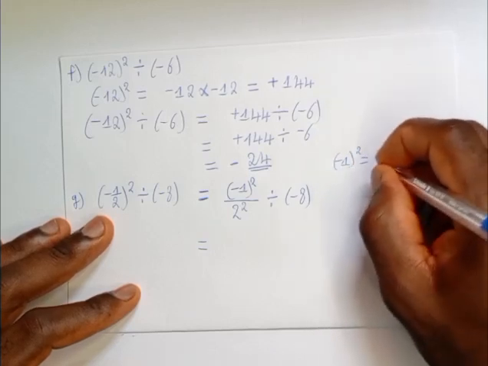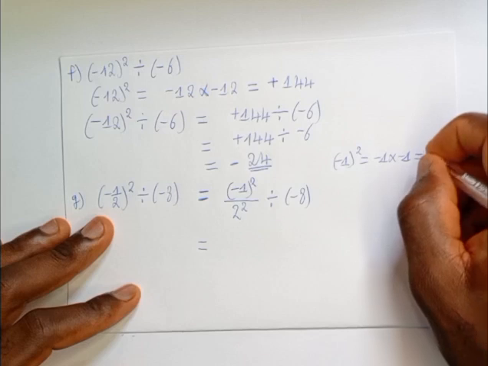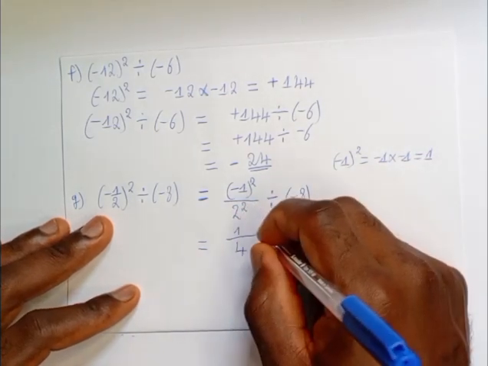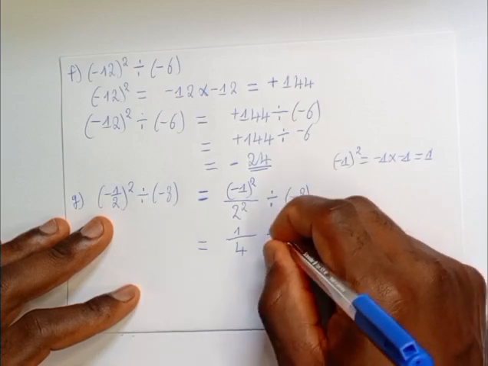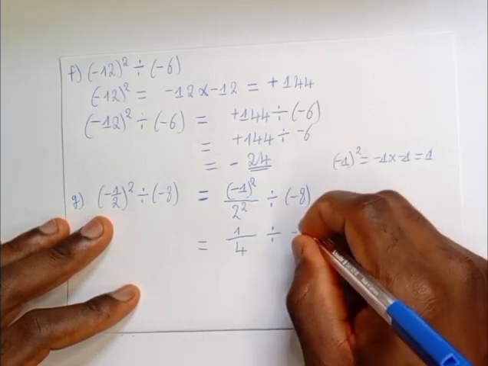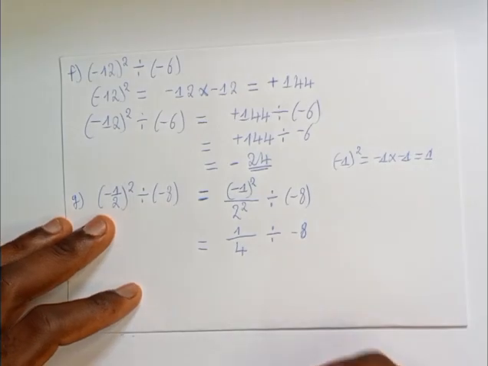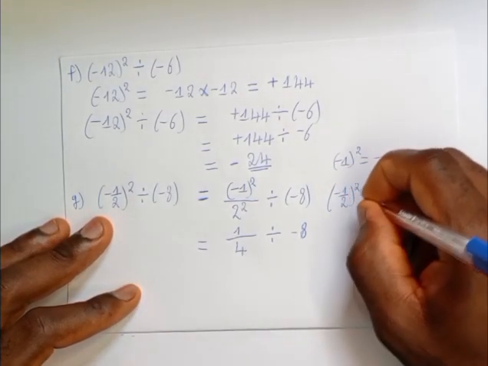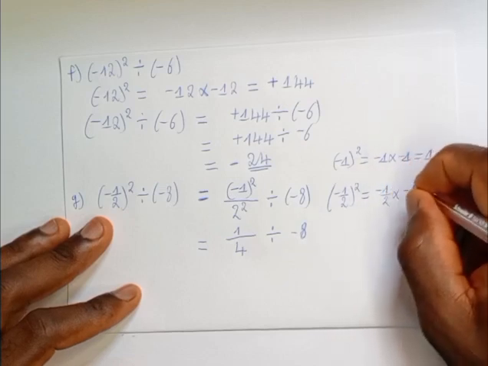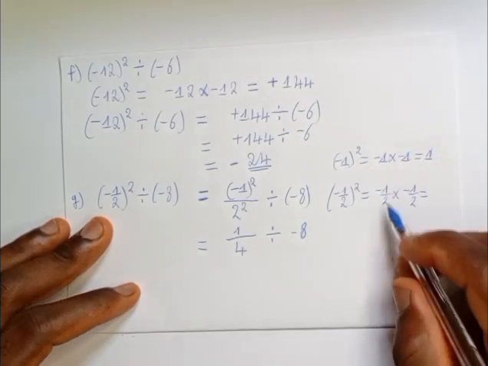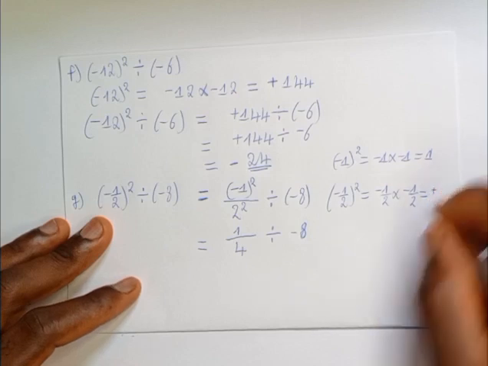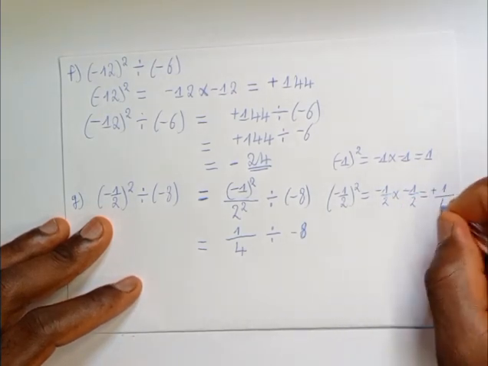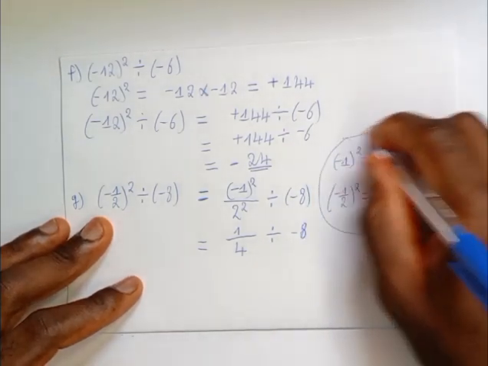All this squared is simply negative 1 times negative 1, which is 1. This will give us 1 all over 2 squared, which is 2 times 2, gives us 4, divided by negative 8. And write this as negative 8. Or simply, we can take negative a half, all this squared, as negative a half times negative a half. And this will be equal to, you're multiplying two negative numbers, the result will be positive. 1 times 1 gives 1 all over 2 times 2, which is 4. So this is another way of getting it.